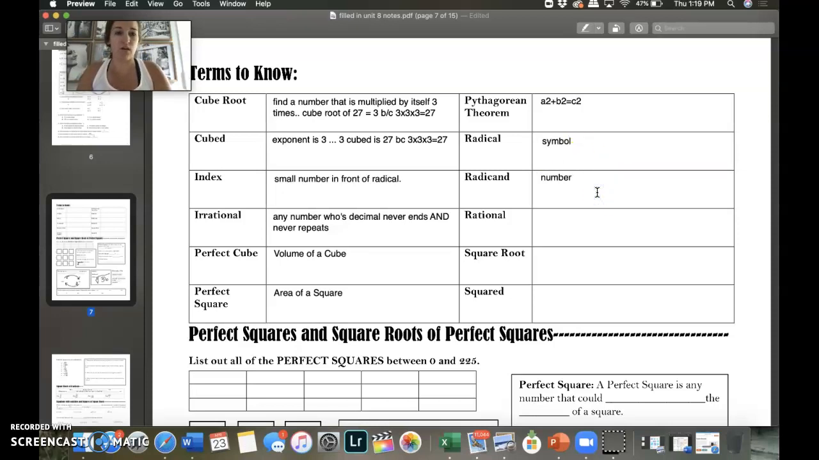Okay, so radical is the symbol. Radicand is the number under the symbol. Rational is any number that can be written as a ratio. Ratio is in the word rational, and ratio means fraction.